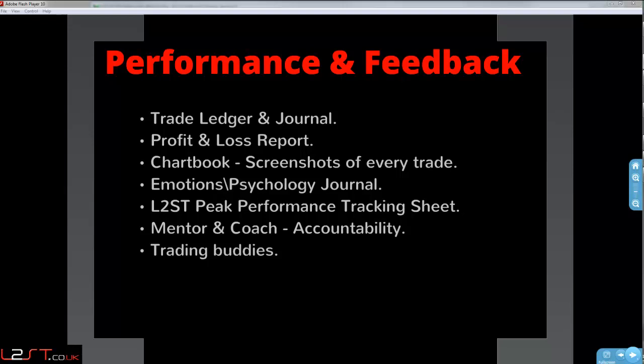Now, the L20 Peak Performance Tracking Sheet is something that goes out to all of the trading room members.